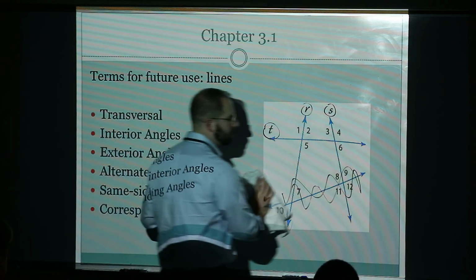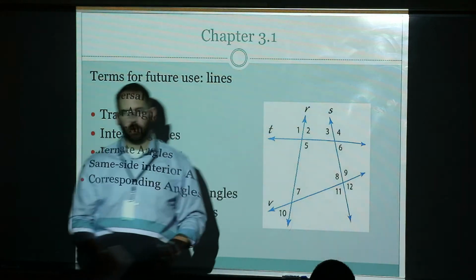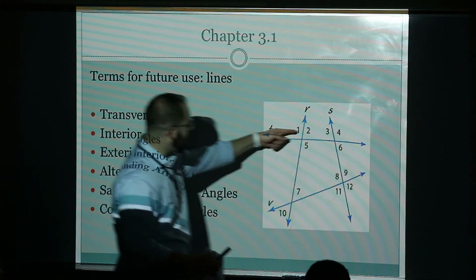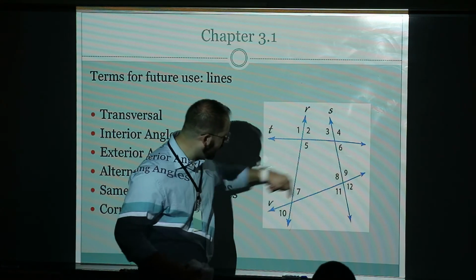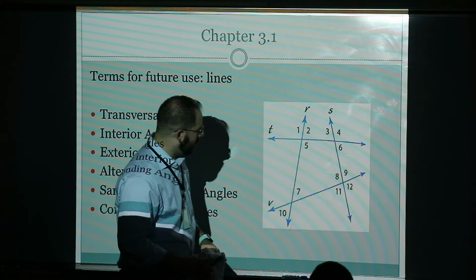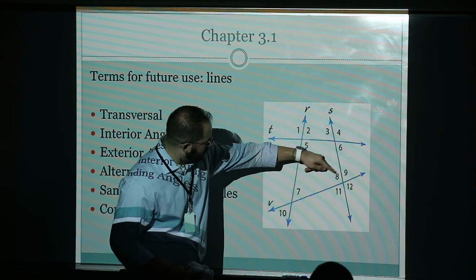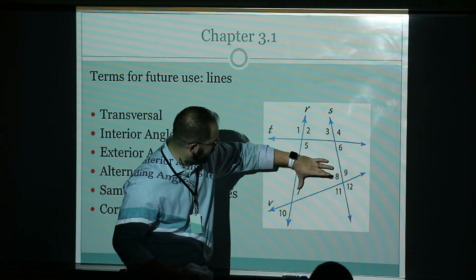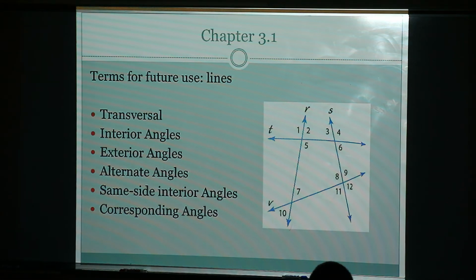The corresponding, I think, are the most difficult. But what's really weird about this picture, way too much stuff going on. There's pairs everywhere. Because I can go up and down, I can go side to side. There's not too many pairs here. So I could go maybe same side exterior, or corresponding, or alternate interior, or same side interior. There's not really that many pairs down the bottom line, because there's not very many angles.